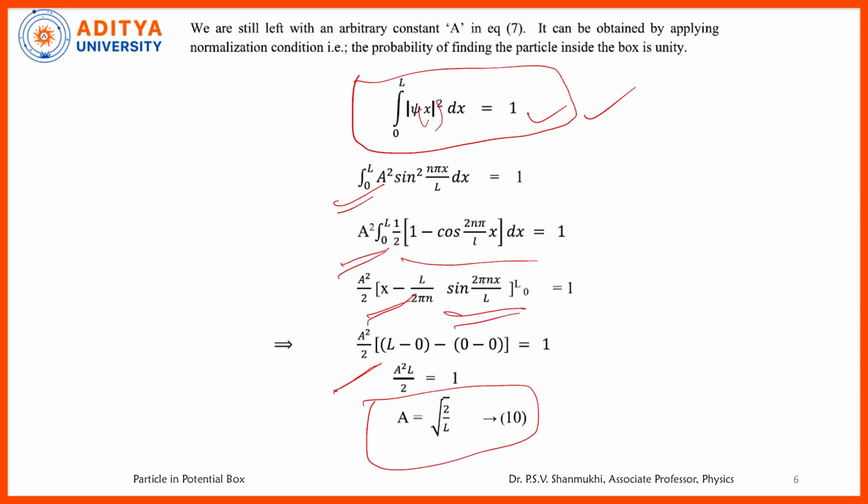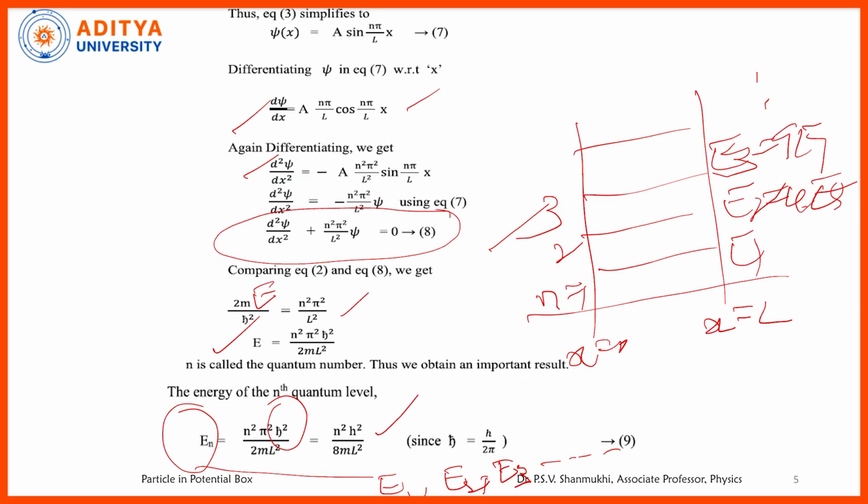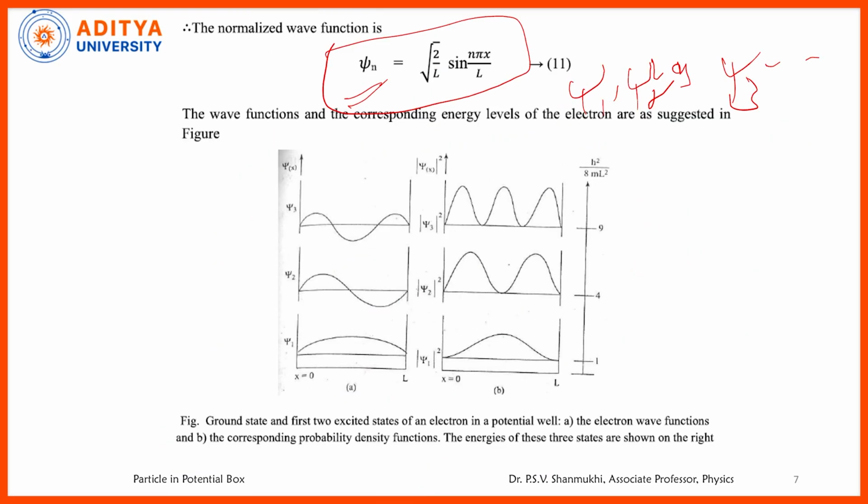What are the eigenvalues we got? E1, E2, E3, and so on: n square h square by 8 m L square. These are the discrete energy values, the eigenvalues, and psi 1, psi 2, psi 3 and so on are called discrete wave functions, the eigenfunctions. You just observe, give n is equal to 1, 2, 3 and so on. You will get psi 1, psi 2, psi 3: half wave, one complete wave, 1.5 waves, 2 waves, 2.5 waves, like that. These are the discrete waves.